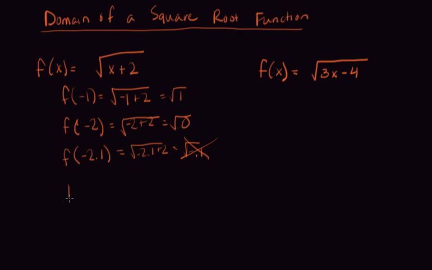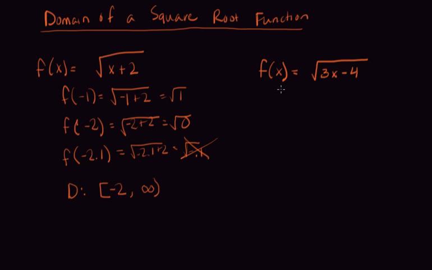So our domain in this case is everything from negative 2, and we're going to include negative 2 in that, all the way up through infinity. So we can have anything from negative 2 all the way up through infinity, but we can't have anything less than negative 2. Anything less than negative 2 is going to give us a negative under the square root. So that one we can do kind of just by thinking it through, but this one is going to be a little bit more tricky.